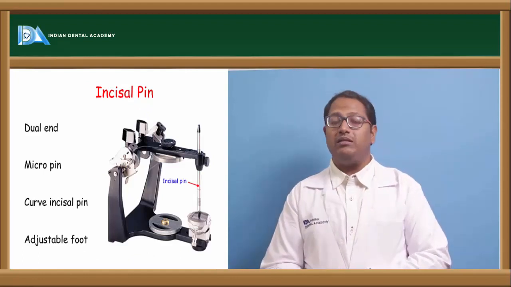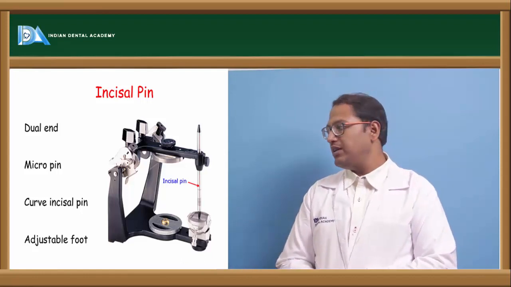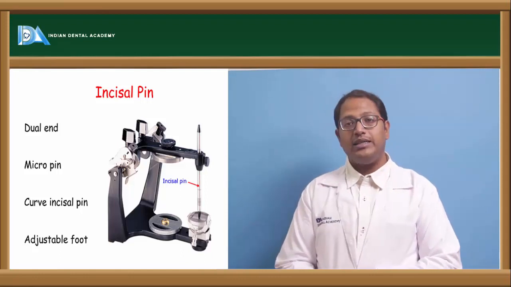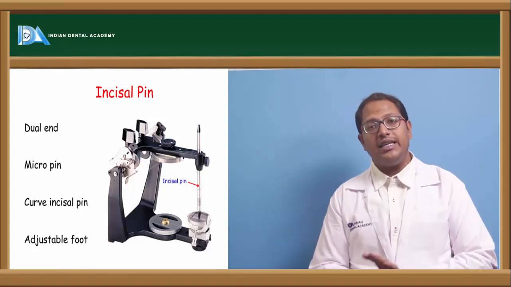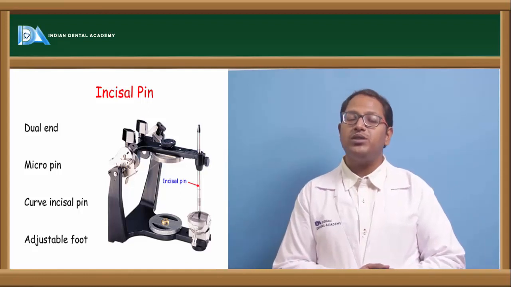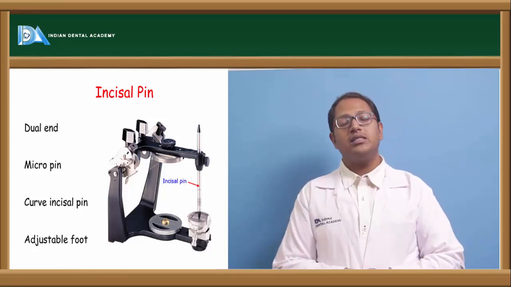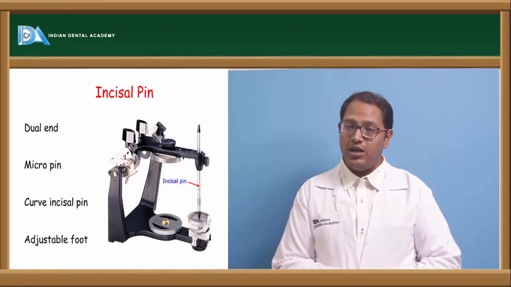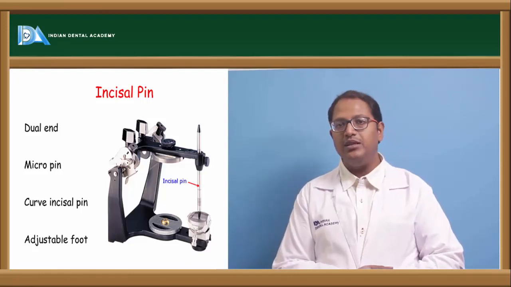Coming to the incisal pin. Different kinds of incisal pins are available in different articulators. It can be a dual incisal pin, dual end, that will have a chisel end and an arrow end. It can have a micro pin, it can have a curved incisal pin, we can have an adjustable foot. Now the incisal table that we have can be customized, like in the case of Whip Mix, where we need to customize for full mouth rehabilitation cases. How will we customize an incisal table? That can be done with composite or with acrylic, something by which you will move the incisal pin along the incisal table and record.